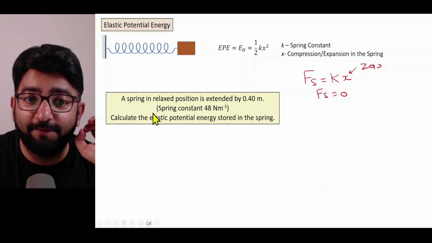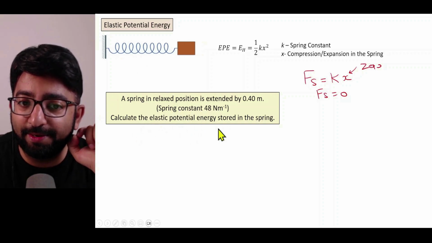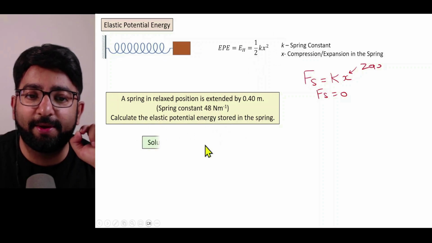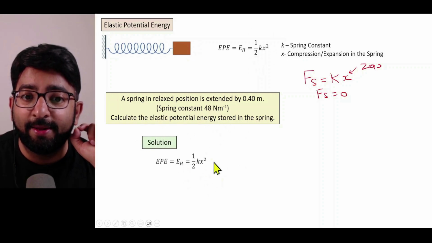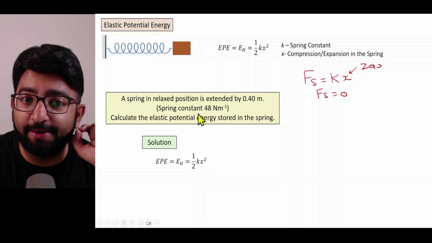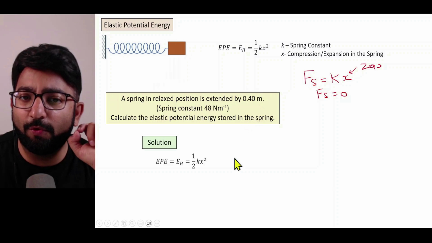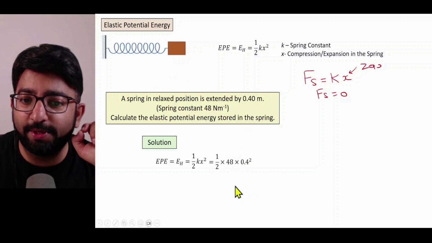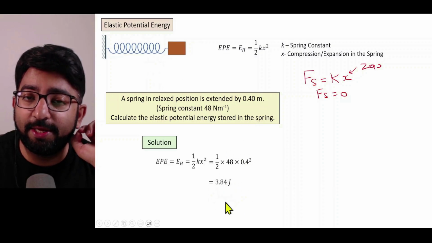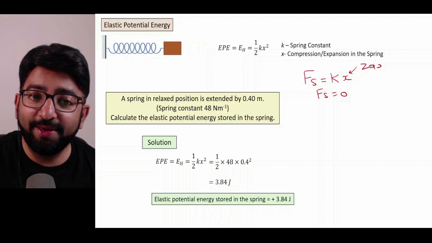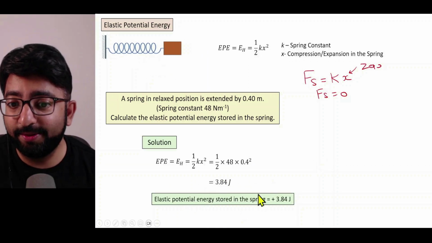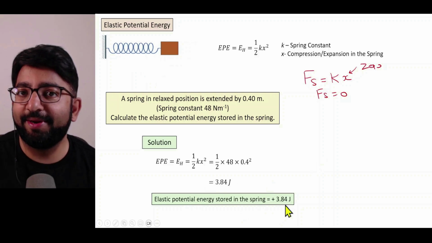Now let's analyze. We have to figure out the elastic potential energy. So the formula is half kx squared, right? Now the value of k, the spring constant, is already given as 48, and the extension is also given as 0.4. So that's it. Just put all the values in, and eventually we will get 3.84 joules. Hence, the elastic potential energy stored in the spring is positive 3.84 joules.